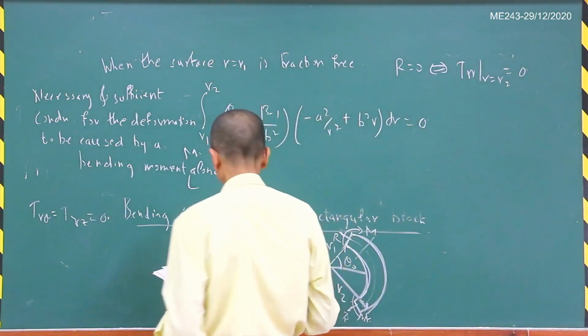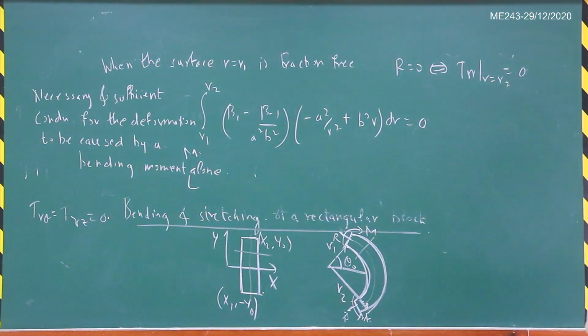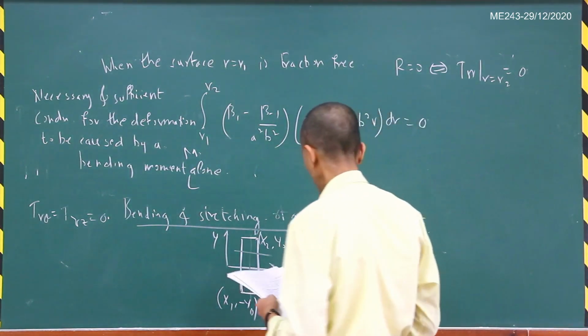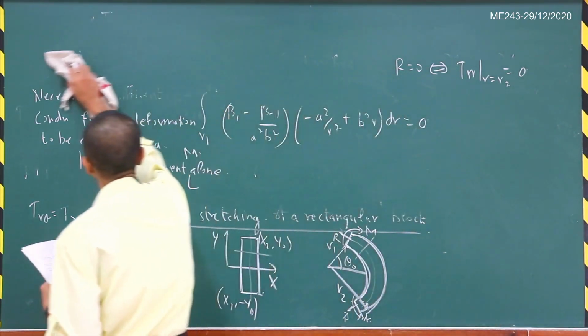Fine. Then let us look at another example. So this is the torsion and inflation, etc. of an angular wedge. So look at this example.